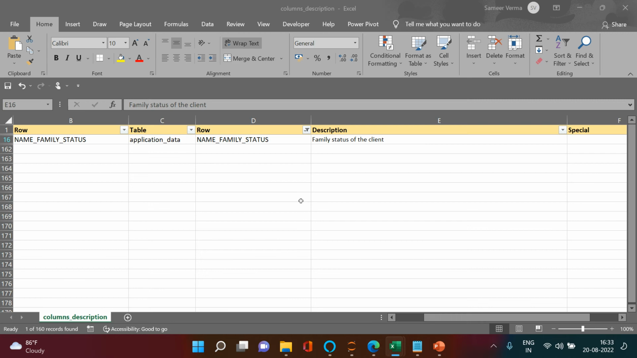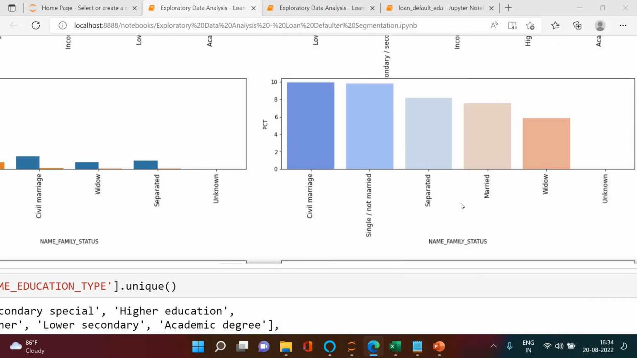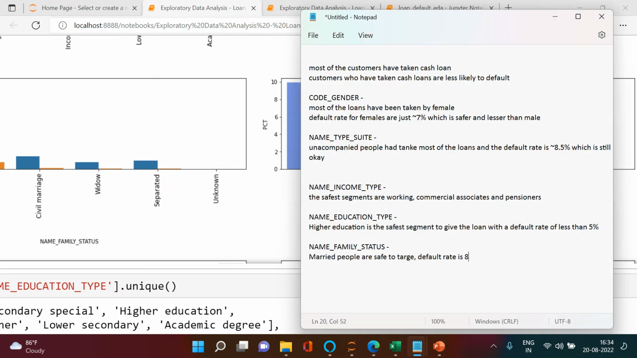Let me just write over here: married people are safe to target. Default rate is almost 8%.